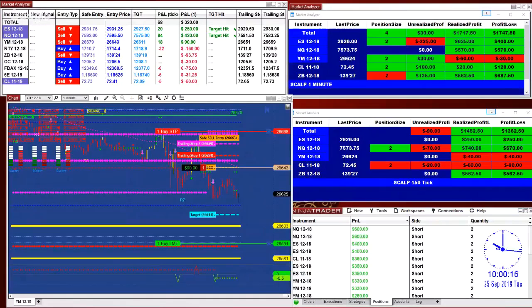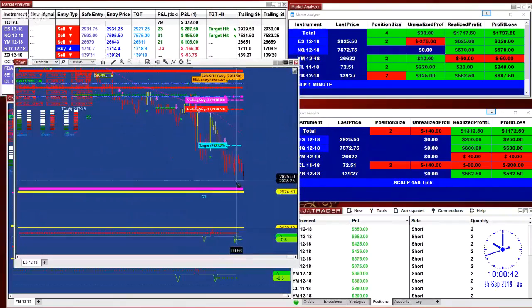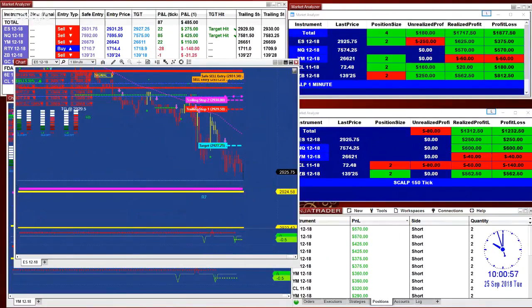So let's see what will happen with the YM. And we're still waiting on a signal on the ES. A little bit of chop right now. Be careful. Most likely the final destination on the ES is 24.75. So if you are out there, be careful with that. Don't go short at the moment, please.